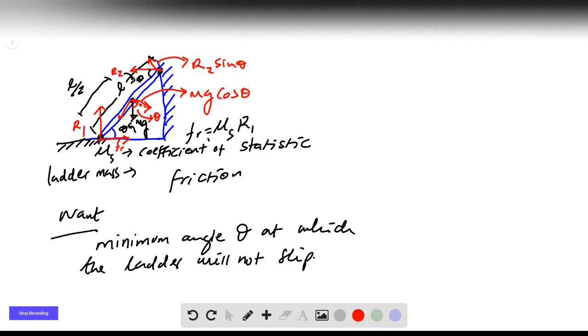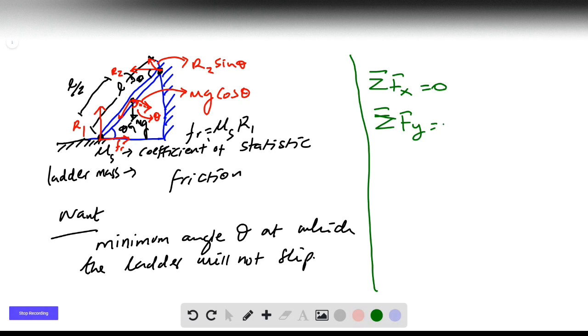So, the first thing we're going to see is that the system is in equilibrium. As a result, the sum of forces in the x is 0. The sum of forces in the y is also 0. The sum of torques around any point is also going to be 0. So we're looking at the free body diagram, and we want to start with the x direction. So we're saying the sum of forces in the x is 0.